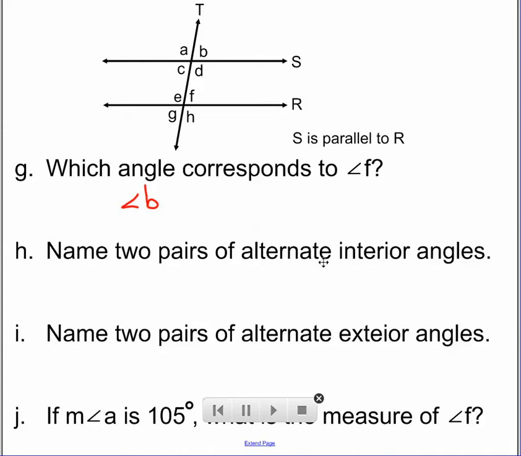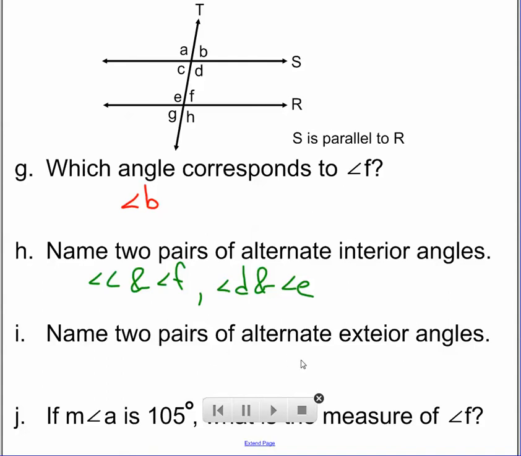Name two pairs of alternate interior angles. Well, there's only two pairs up there, so they are angle C and F, and angle D and E. C and F are alternate interior. D and E are alternate interior. What's special about alternate interior angles? They are congruent.